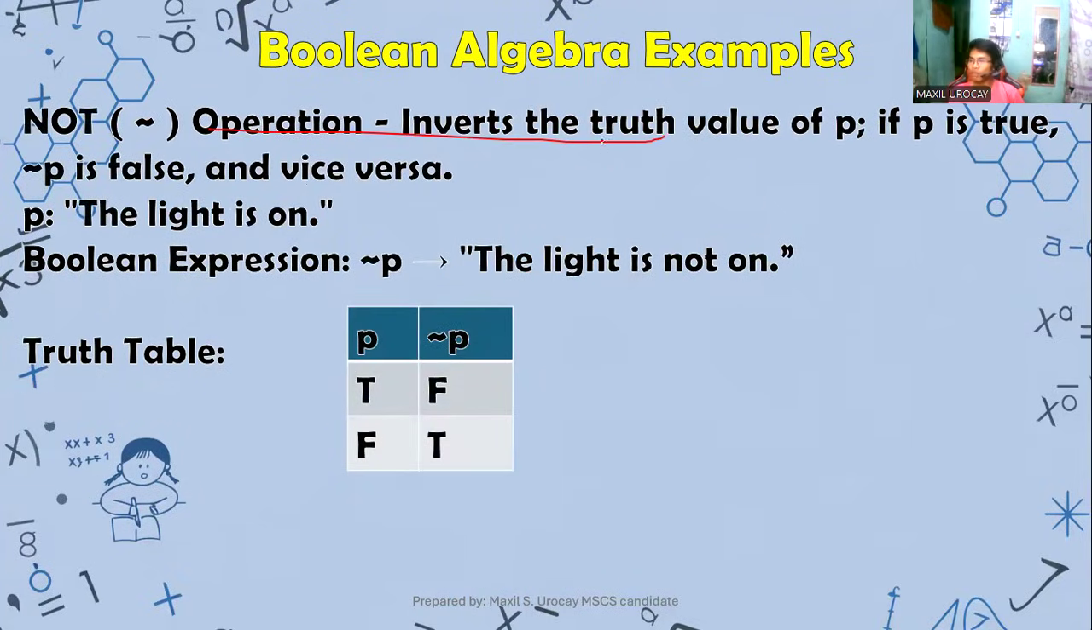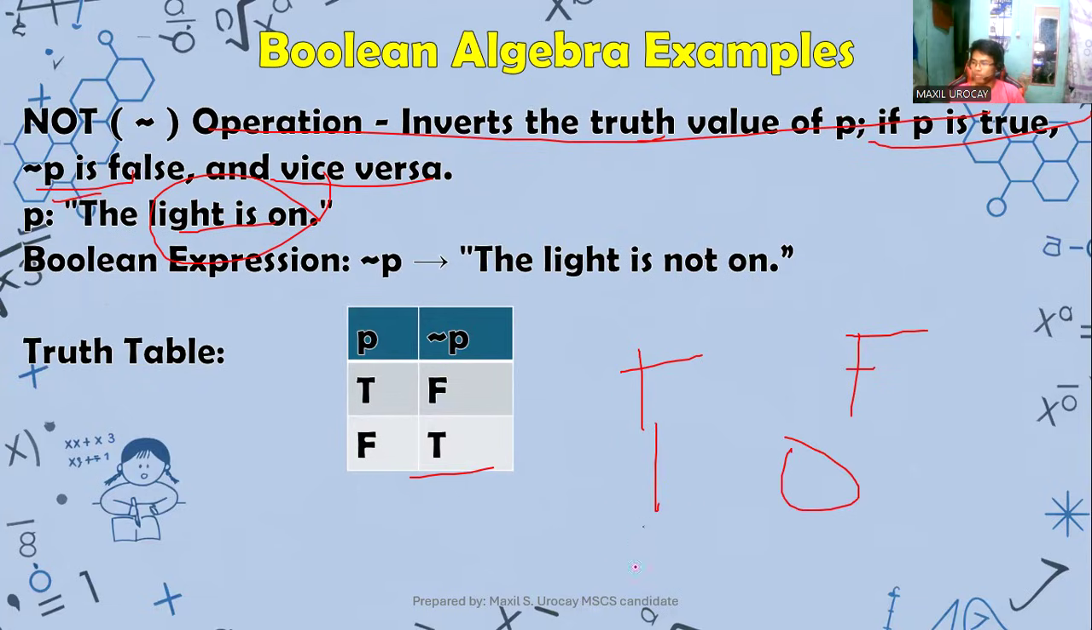NOT operations invert the truth value of P. If P is true, then not P is false, and vice versa. So the light is on will become the light is not on. Say, for example, if you have true, it will become false. If you have false, it will become true. If you have 1, it will become 0. If you have 0, it will become 1.